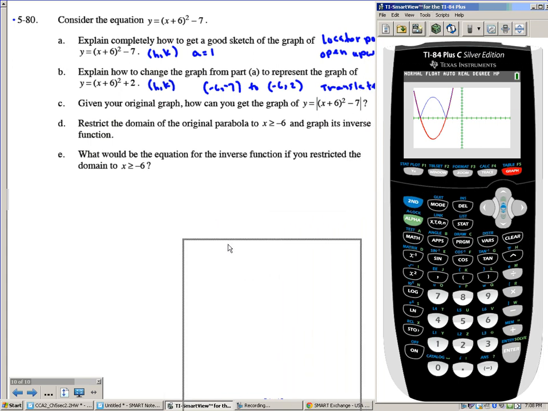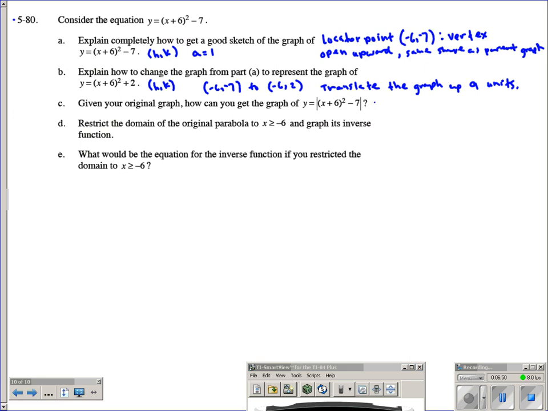So if we want to answer the question for this one, we would say reflect the portion of the graph that is below the x-axis. That's terrible writing. I can't live with that. So reflect the portion of the graph that is below the x-axis above it. Or you can word it however you wish.